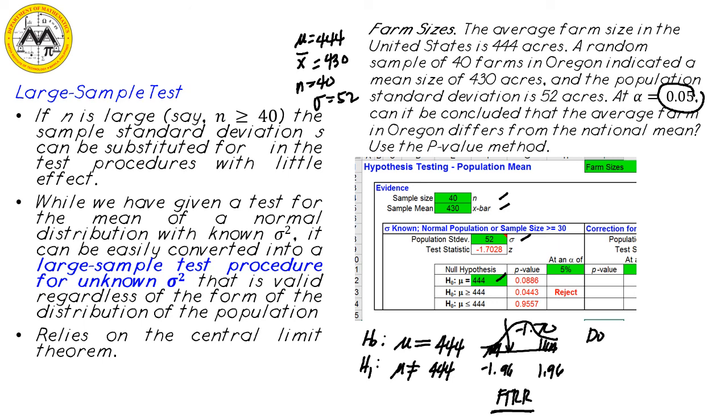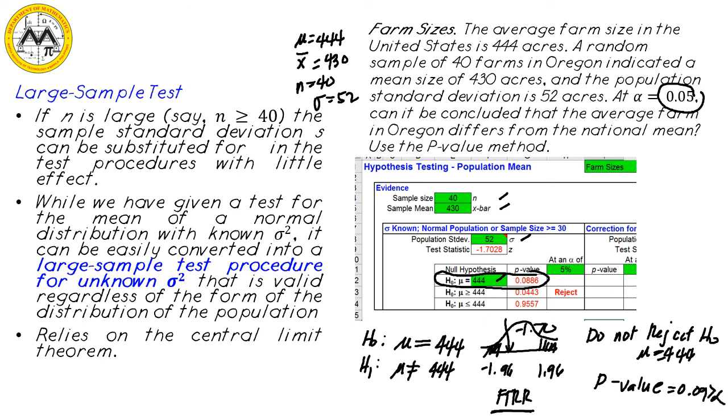So do not reject H0. If we're not going to reject H0, the mean is equal to 444. So we're using the null hypothesis of equal against the alternative of not equal. The p-value is 0.09, which is greater than alpha. Since it is greater than alpha, we do not reject the null hypothesis.